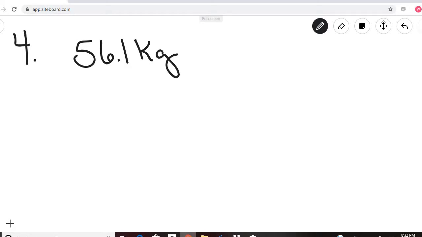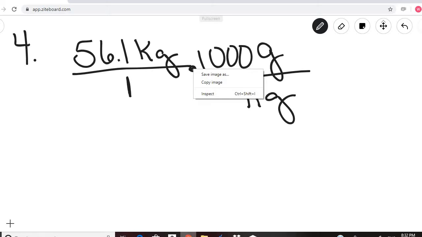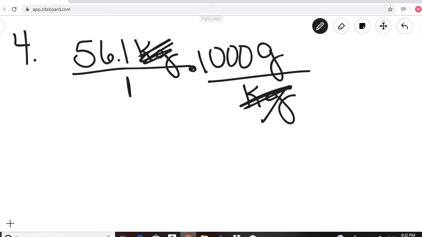Okay, number 4. The mass of a stone is 56.1 kilograms. What is the mass in grams? Okay, so we want to convert that, so that goes over 1. And we want to end up with grams, so grams are going to go on the top. Kilograms will go on the bottom, and we know that there are 1,000 grams per kilogram. So the kilograms, one on the top, one on the bottom, is going to cancel.